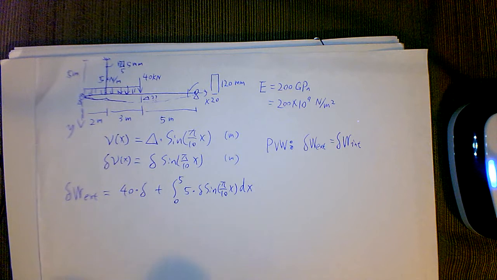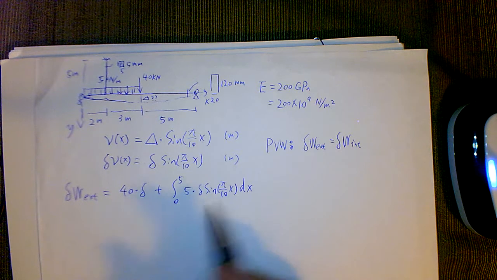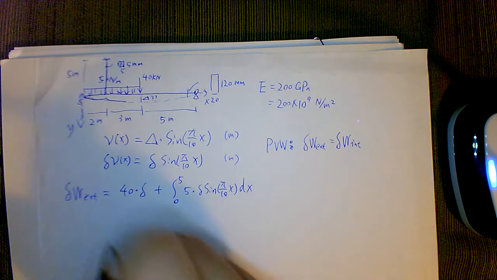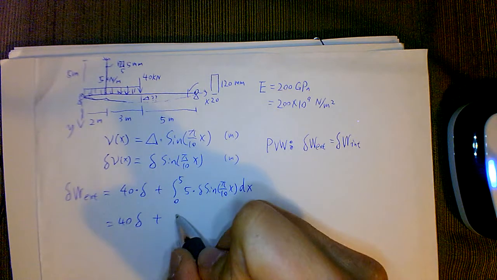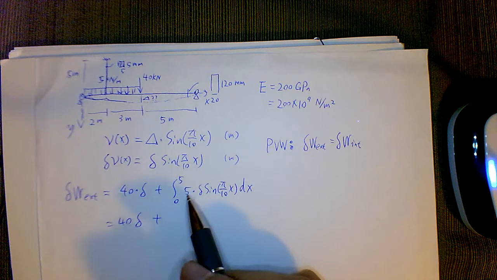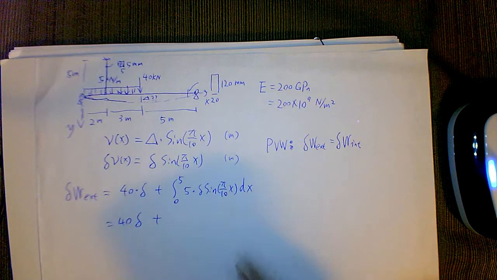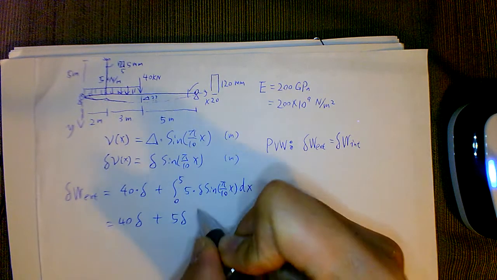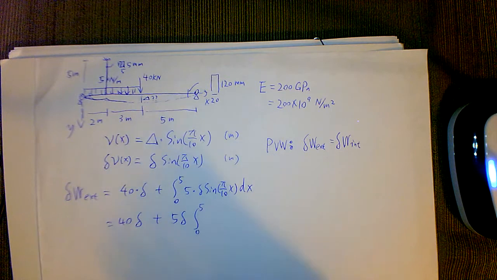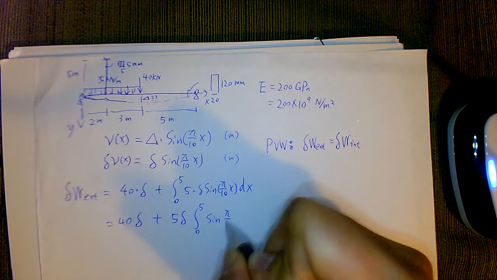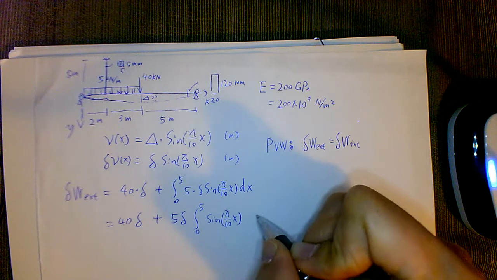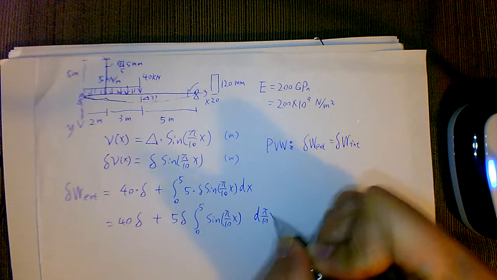Oh boy, I hope you guys still remember how to do something like this. The way to do it is actually to do a transformation. So basically you rewrite this as 40 plus, first of all, the delta and the 5, you can take out because that's a constant, nothing fancy about that. And then you do 0 to 5, and then you do a little trick, sine pi over 10 x, then you do d of pi over 10 x.